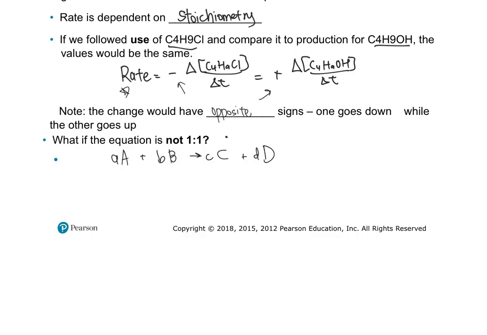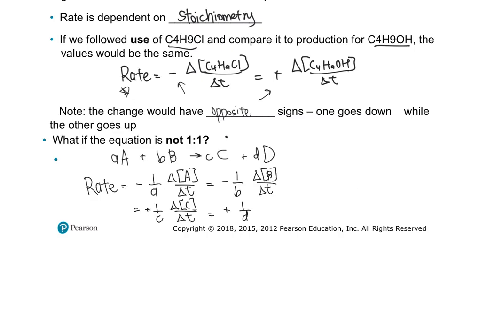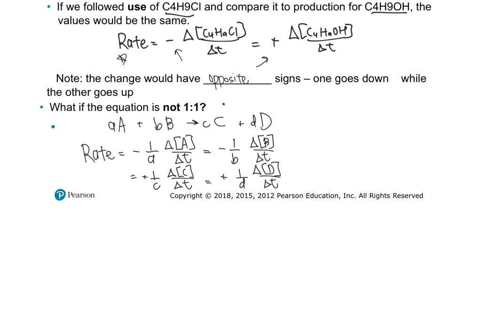What we're going to say then is the rate of the reaction is equal to negative 1 over a times the change in concentration of A over the change in time. And that's the same thing for B, 1 over b times change in concentration of B over change in time. That will be the same as positive 1 over c, because C is a product, times change in concentration of C over change in time, or also plus 1 over d times the change in concentration of D over change in time.